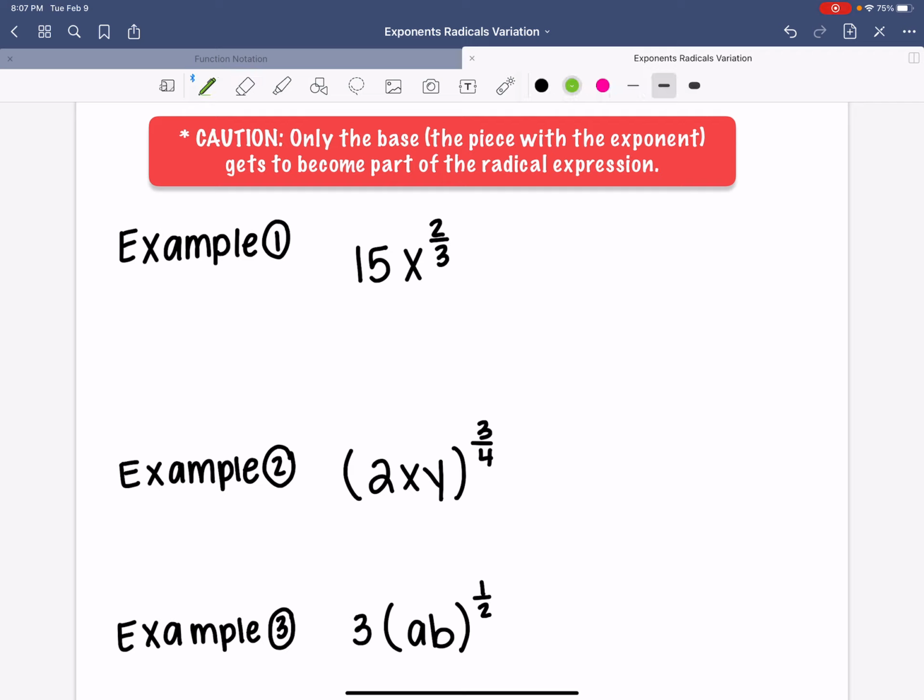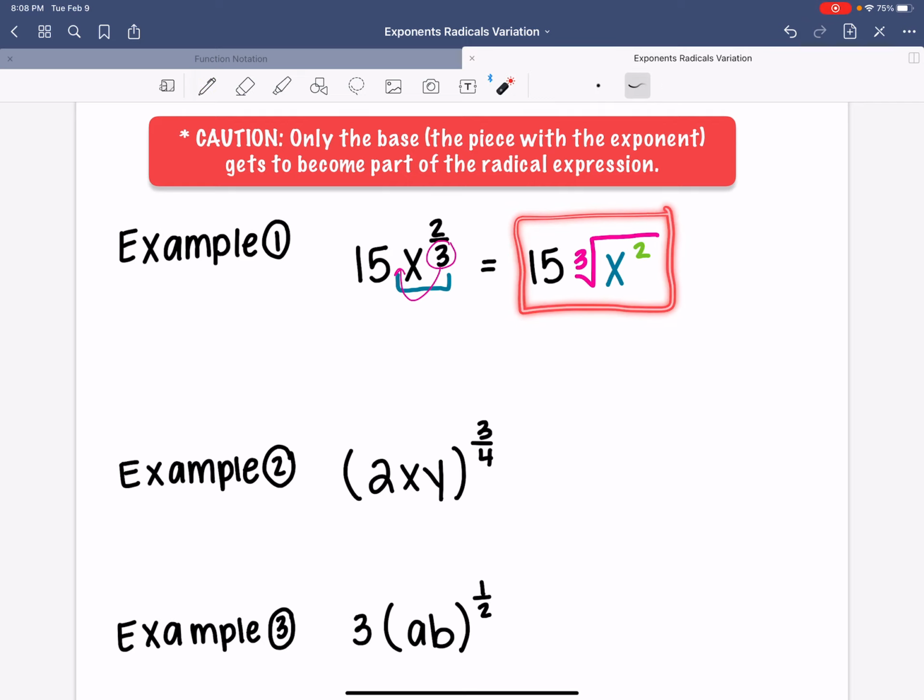So if we were converting this expression to radical form, what we would do is we would leave the 15 and we would only convert the piece that has the exponent. So we're only going to convert x to the 2/3. Okay, so we have our denominator, which is going to come in front as the root. So this is going to be the cube root of x to the second power. So this is our converted expression. In this case, 15 is just called a coefficient.